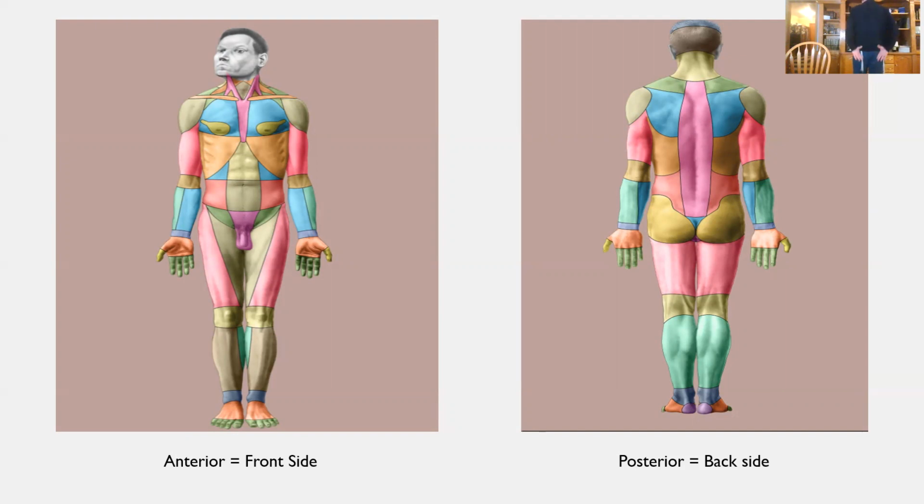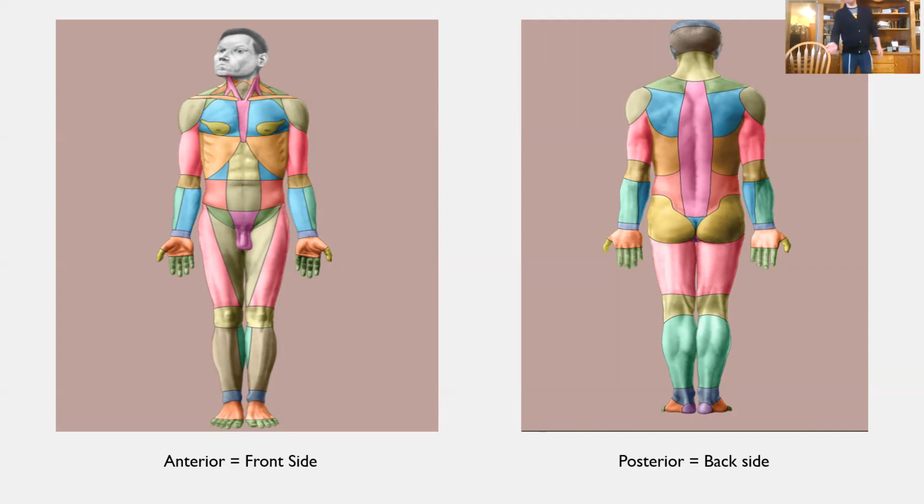So anterior, front side. Also known as ventral. I've got a bigger ventral side than most people my age. I need to work on that. And then we have a dorsal side or a posterior side. Anterior, posterior. I'm back in anatomical position. It's crazy. You guys would never, by the way, see me in my pajamas. I don't always lecture in my pajamas, but when I do, it's because of COVID.